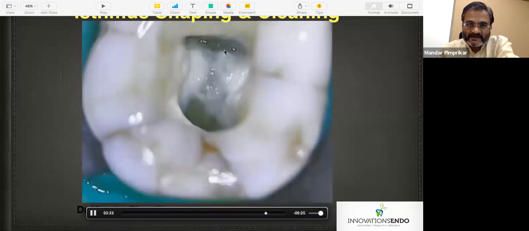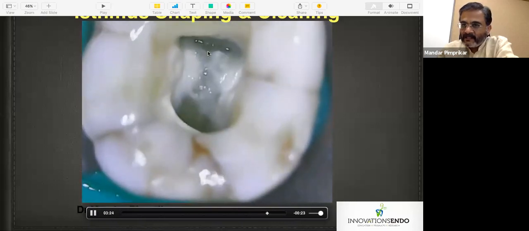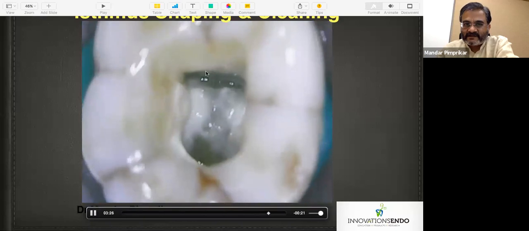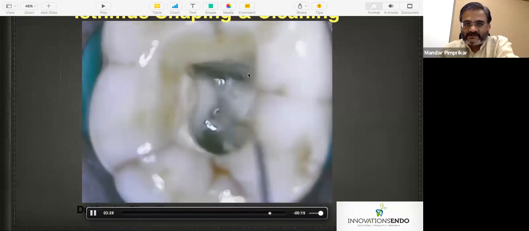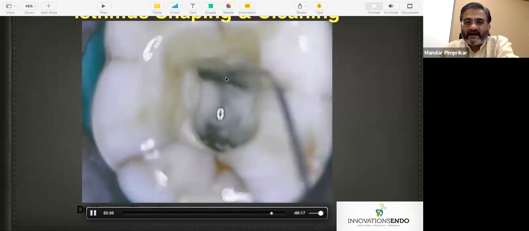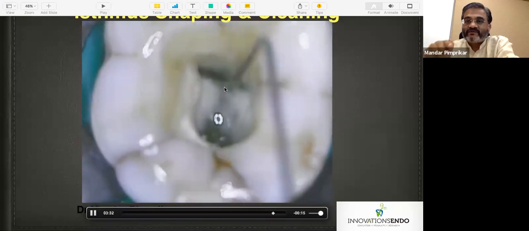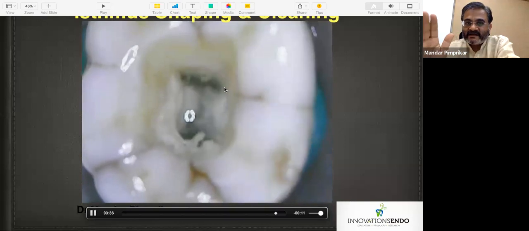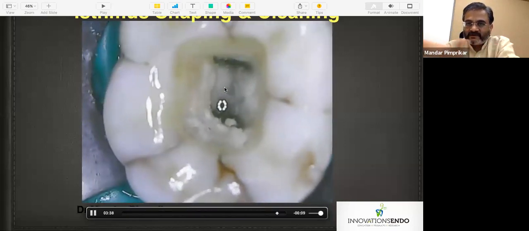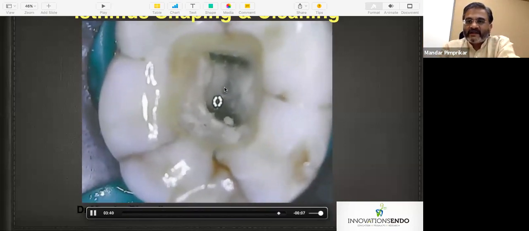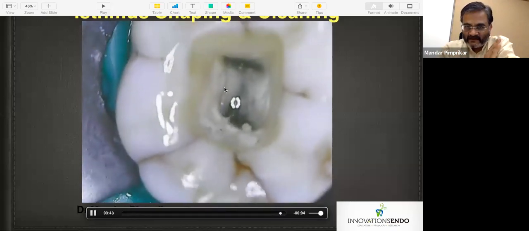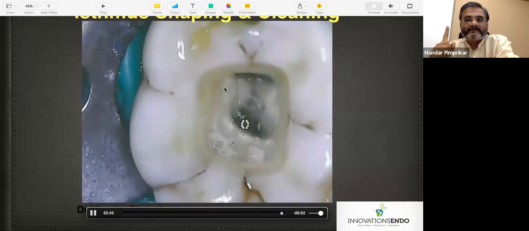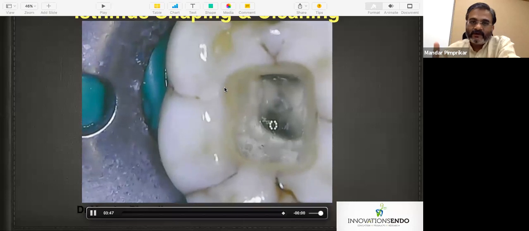Now here you can appreciate, can you see the isthmus now? Because I have removed the calcification. This is mesiolingual, mesiobuccal, and then I am in a better position to find my mesial third if it is there. If it is there, it may join mesiolingual or it may join mesiobuccal. Very rarely it exits as a separate canal. So this is one step which everyone has to follow when treating molars and premolars.